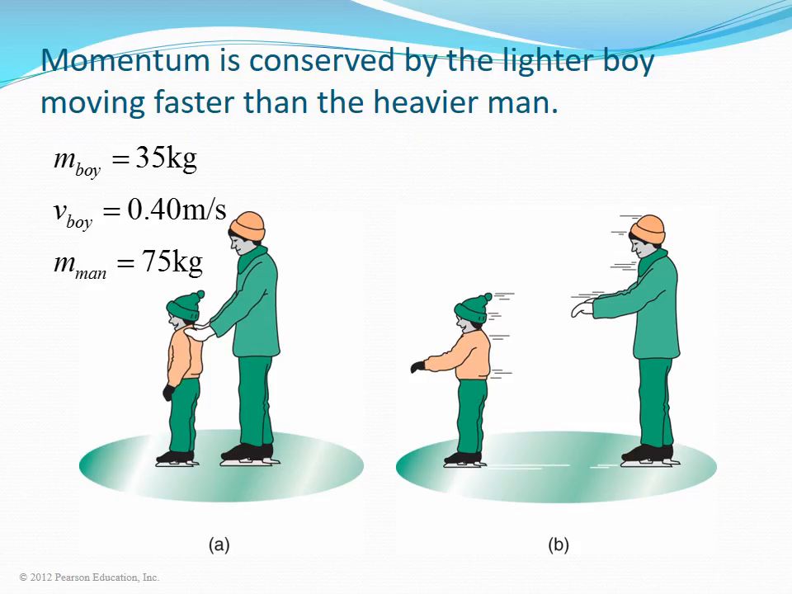A 75 kilogram man and a 35 kilogram boy push off on each other on frictionless ice. The boy moves off at 0.40 meters per second to the left. In what direction and with what speed does the man move?